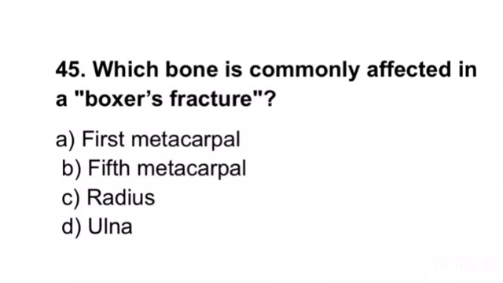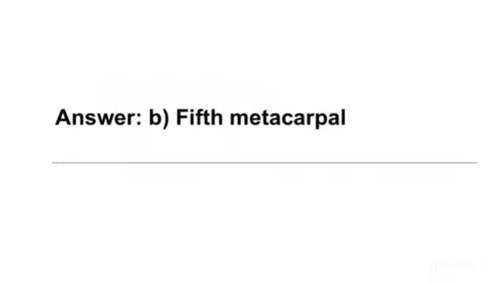44. Which type of joint is found between the atlas and axis, C1 and C2 vertebrae? A. Hinge. B. Pivot. C. Saddle. D. Ball and socket. Answer, B. Pivot.